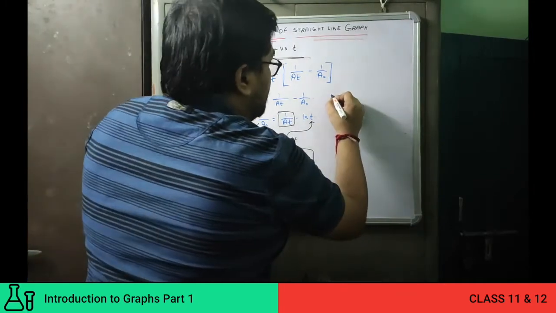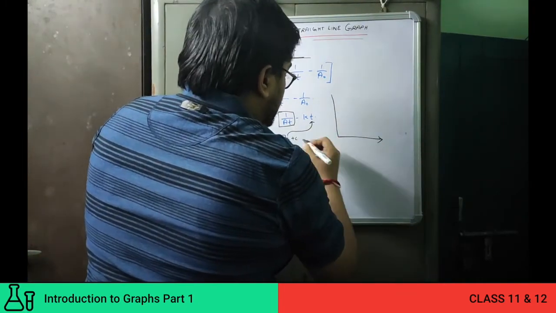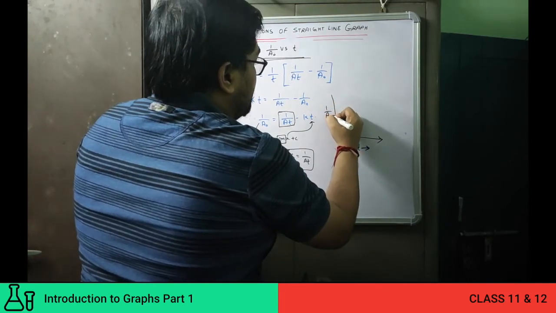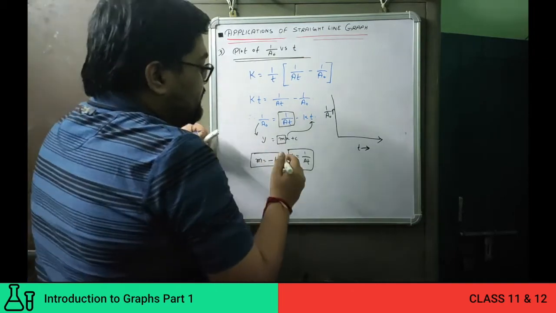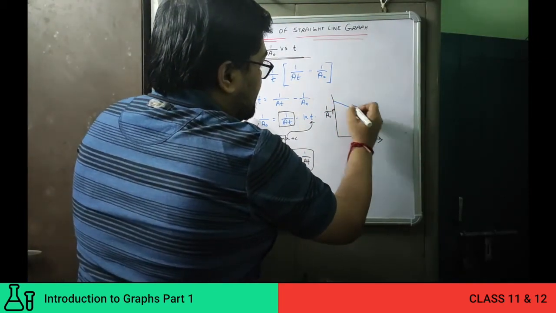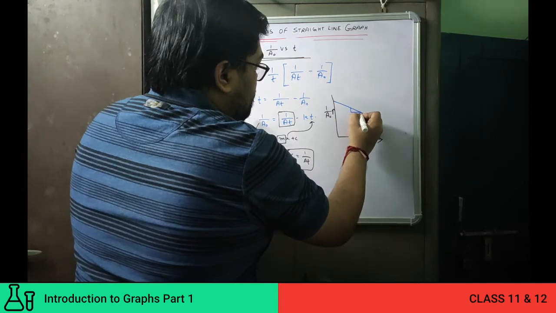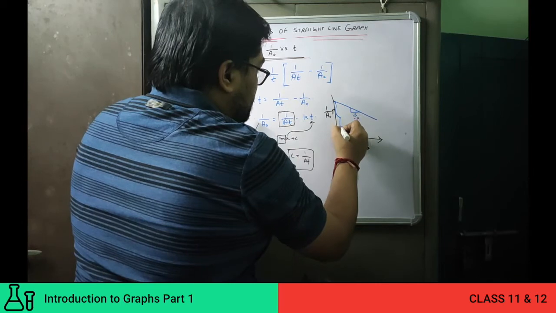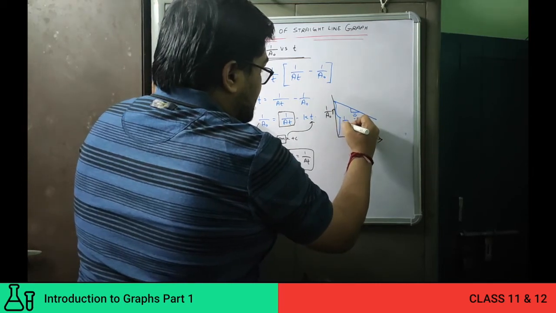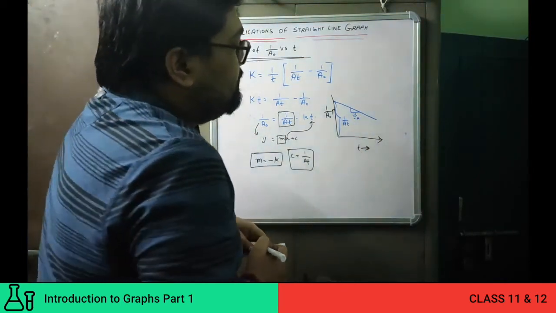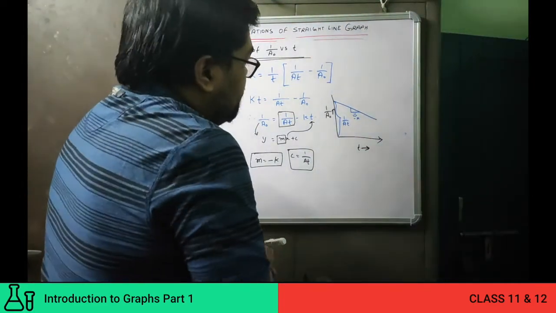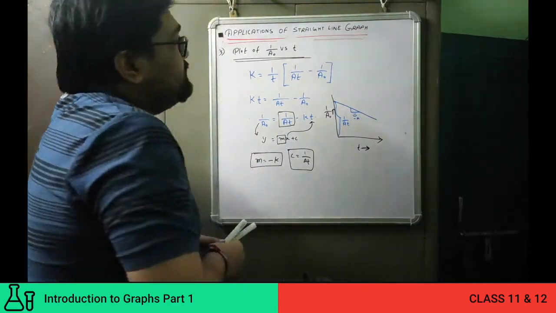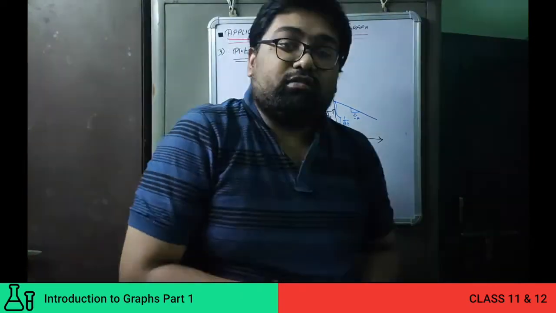So we shall plot this. The x-axis is t and the y-axis is 1 by A0. So what will be the nature of the graph? It will be a decreasing one with the value of slope equal to minus k, and the value of intercept will be 1 by AT. So this is another type of decreasing graph because the slope is a negative one. So this concludes today's discussion about the straight line graph.